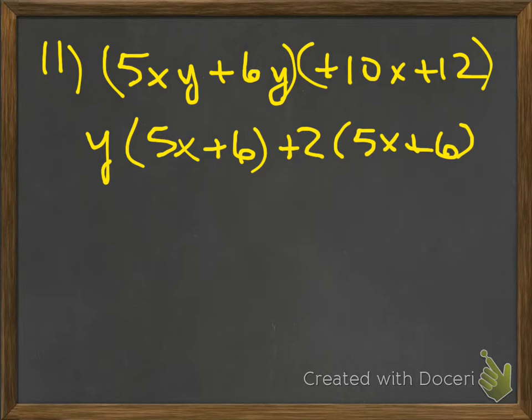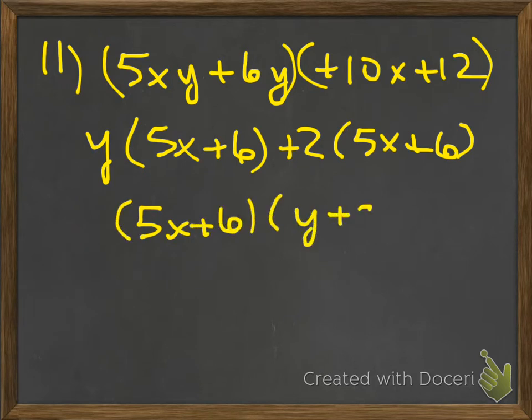Put them together. There is no square. There's no difference of 2 squares. So once you put them together, you're done. That's it. 5x plus 6, parentheses, y plus 2, parentheses.